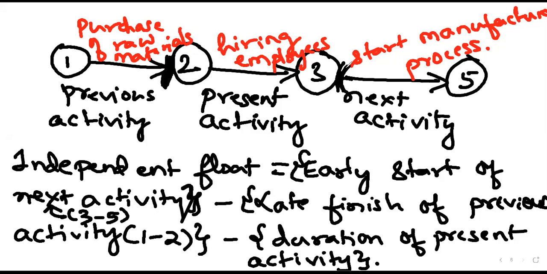So this activity is assumed to start at the earliest, and this activity is assumed to finish at the latest possible. Under this circumstance, what is the total delay available for this activity, which you find in between? That is 2-3. Yes, are there any doubts here? How to formulate the equation for the independent float? Any doubts?